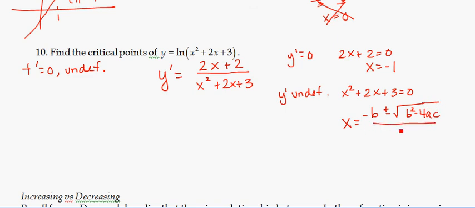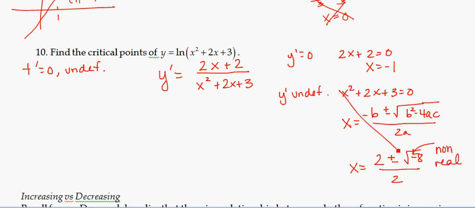So using the quadratic formula, we get x would be equal to 2 plus or minus the square root of -8 over 2. But once we get that square root of a negative number, this is a non-real solution. It's a complex number. So we're not getting any real critical numbers here. We just have this one critical value at x equals -1. So the critical point occurs at -1, comma, when I put -1 back into my original function, I get natural log of 2.